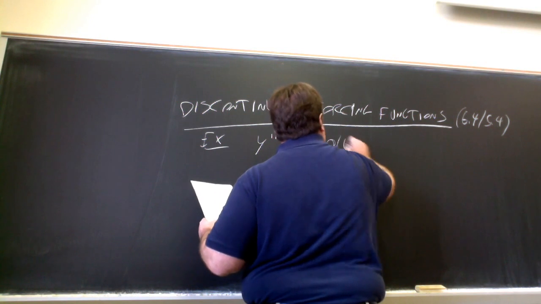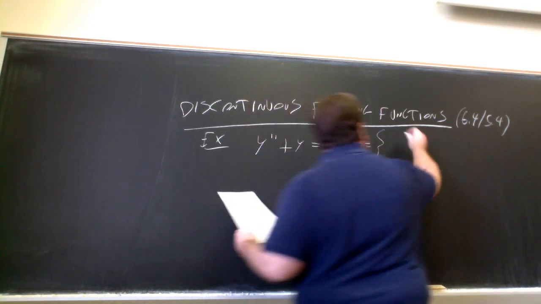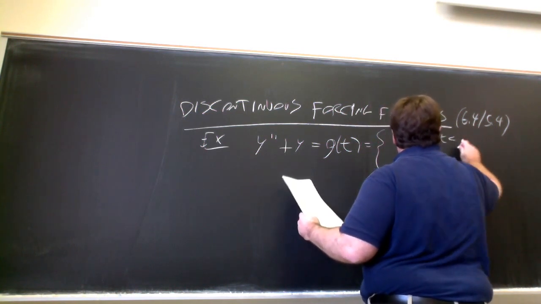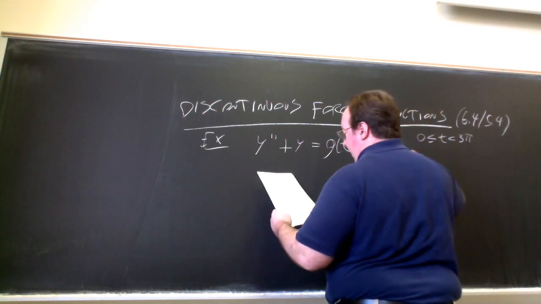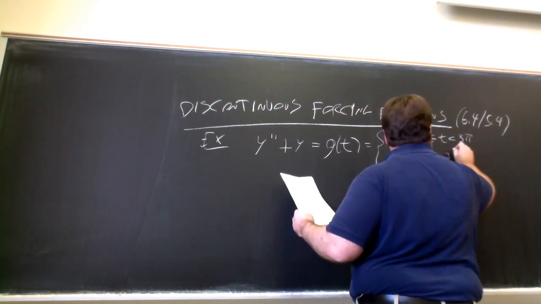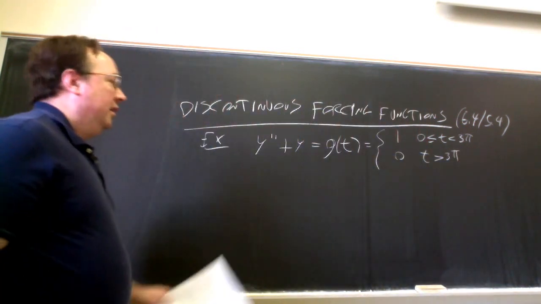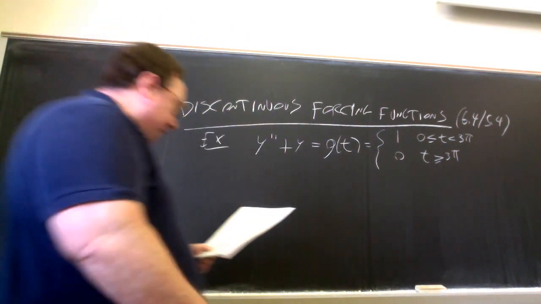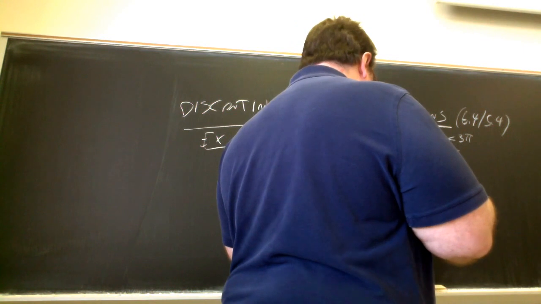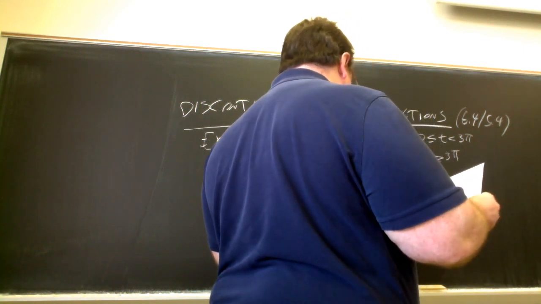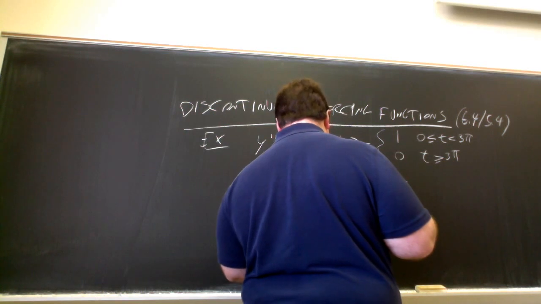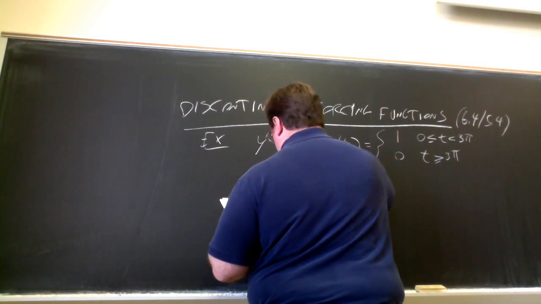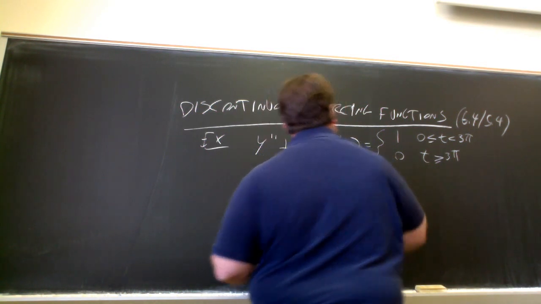A second order ODE, and the right-hand side, g of t, is defined piecewise. So it's equal to 1 until 3 pi. And then after that, it's equal to 0. Okay. Initial conditions: y of 0 equals 0, y prime of 0 equals 1.